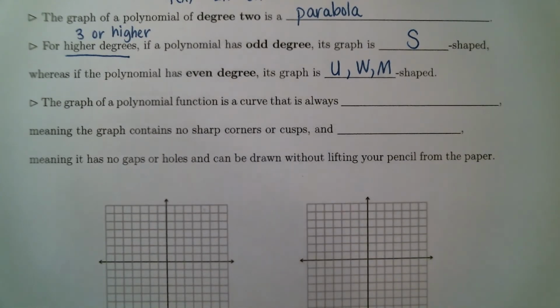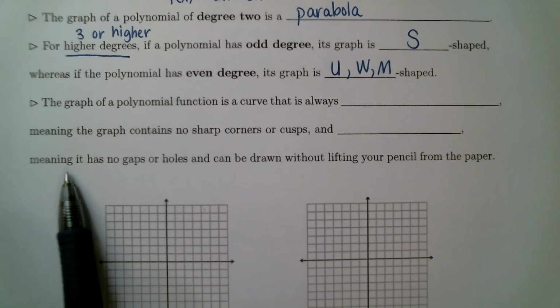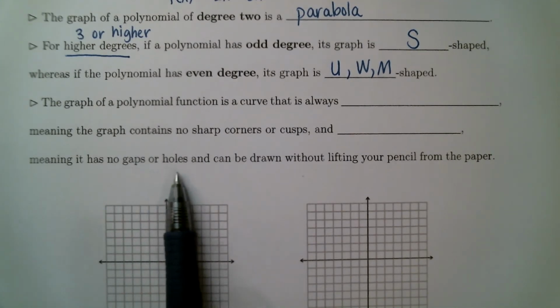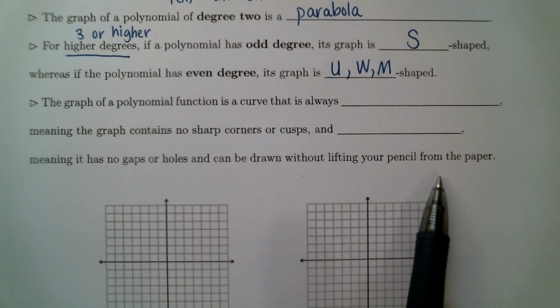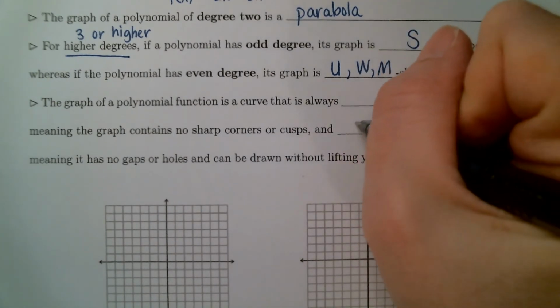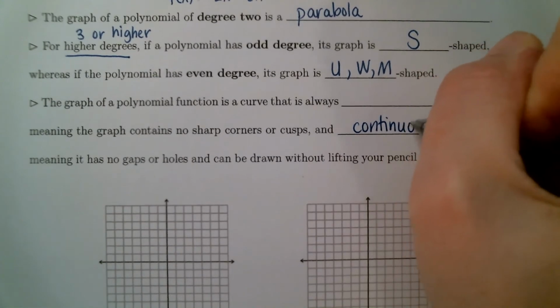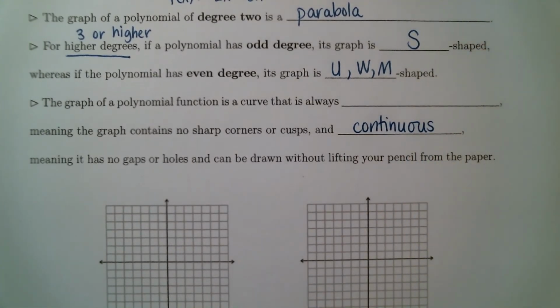One of these ideas we've seen before. The second blank, a function that has no gaps or holes and can be drawn without lifting your pencil from the paper, we've spoken about this word before. It's continuous. Continuous means you can draw it without picking up your pencil. So a polynomial function is always going to be continuous. Something we've seen in the past that was not a polynomial were piecewise functions, a lot of which are not continuous. That's when we first heard this term continuous in this class.